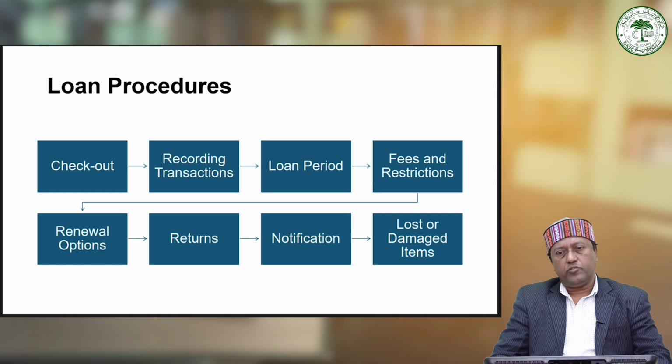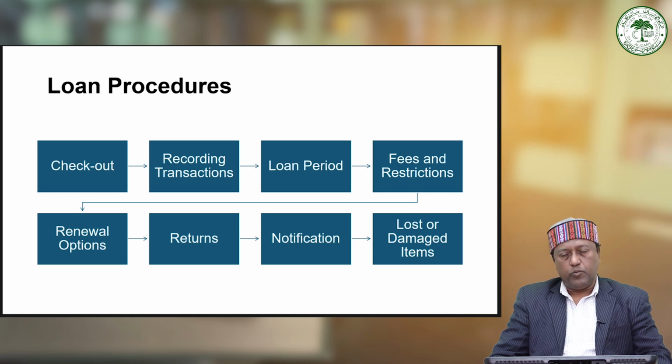So one more procedure here is lost or damaged items. Just suppose a patron or a user has lost or damaged some borrowed material. They are typically responsible for reimbursing the library for the cost of the item, or paying the replacement fee, depending upon the library's policy. If some user has lost a document, or somebody has mutilated the document, the library policy will prevail, and they will go by the policy.